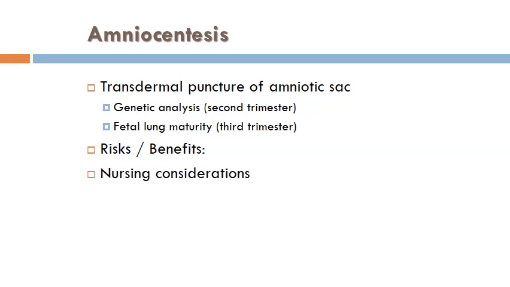After the specimen's drawn, you're going to wash the abdomen and assist the woman to empty her bladder. A full bladder can irritate the uterus and cause contractions. In post-procedure, we're going to monitor the fetal heart tones for a good hour and assess for uterine contractions and irritability. We're going to instruct the woman to report any contractions or changes in fetal movement or fluid leaking from the vagina.